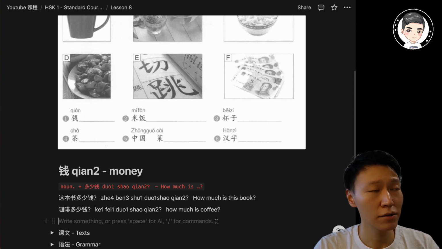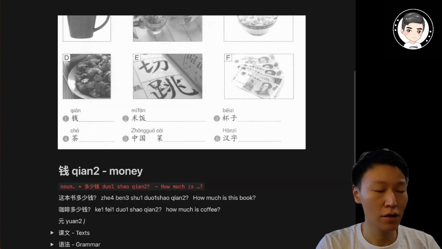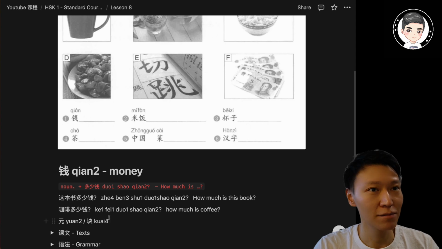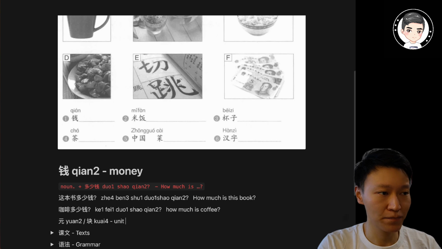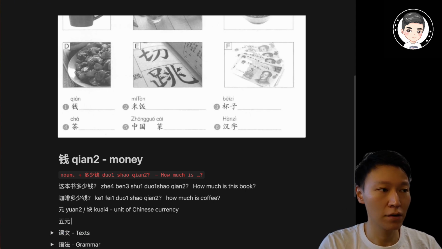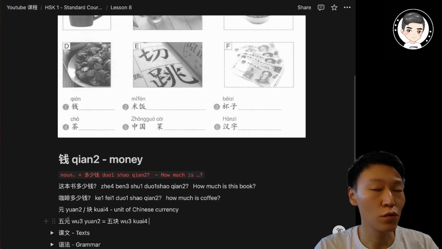Now, let's talk about different currencies. Since you're learning Chinese, you must know the Chinese currency. Chinese currency could be called yuan, or it could also be called 块. Yuan sounds a bit more formal. 块 is more casual, but they both mean the unit of Chinese currency. So if it's 5, then you say 5元. You can also say 5块. For example, I ask how much is this book? 这本书多少钱? And it's 5. So 5元 or 5块.